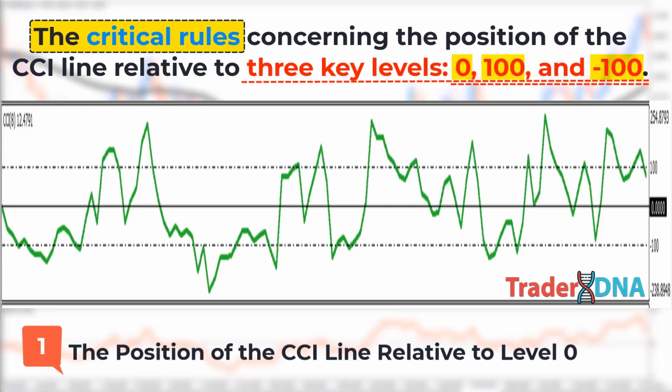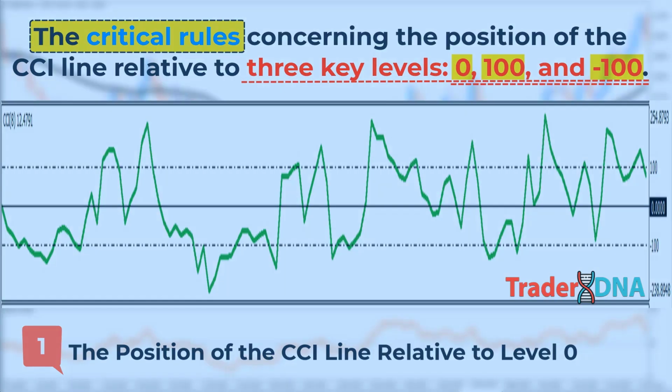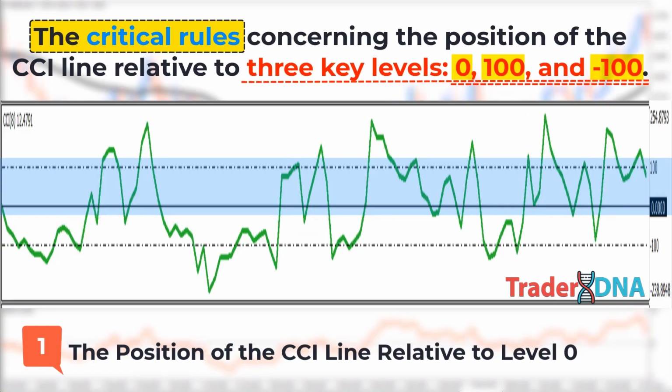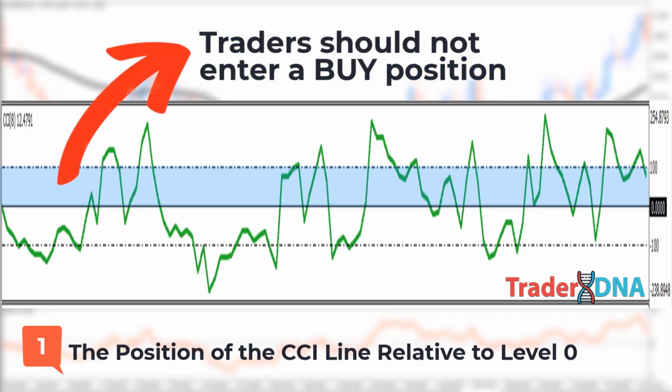The rule here is quite straightforward. When the CCI line is above the 0 level, it signals that the price is trending bullish. However, this does not mean the market is in a confirmed bullish condition yet. At this stage, traders should not enter a buy position immediately, but should instead prepare to do so.